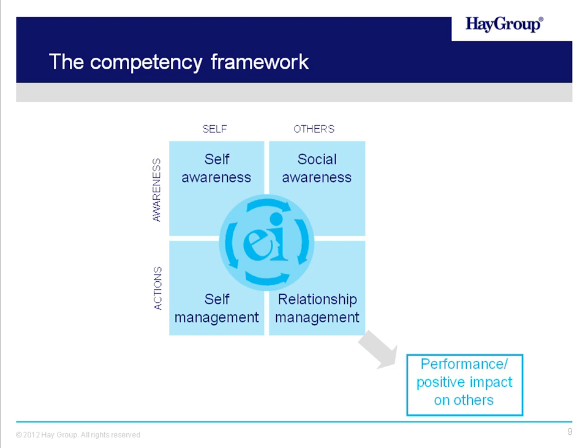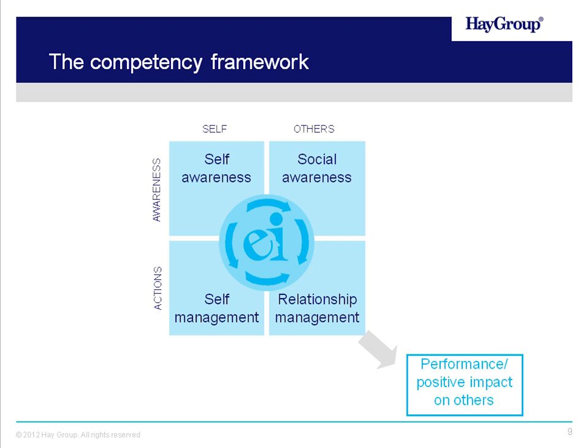We define EI within 4 quadrants. At the core of this model is self-awareness. Being self-aware allows and enables you to both manage yourself and be aware of others. And then these 3 quadrants culminate in how you manage your relationships, the relationship management quadrant. And this is really where emotional intelligence hits the pavement and helps drive performance and helps leaders to have a positive impact on others.